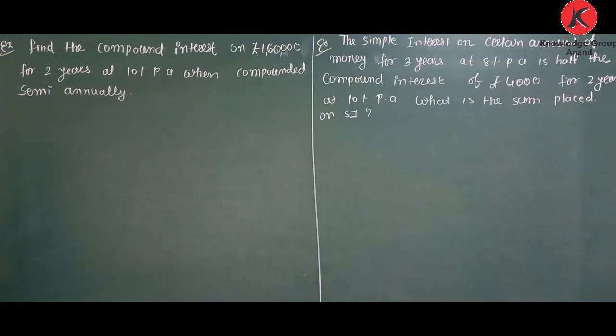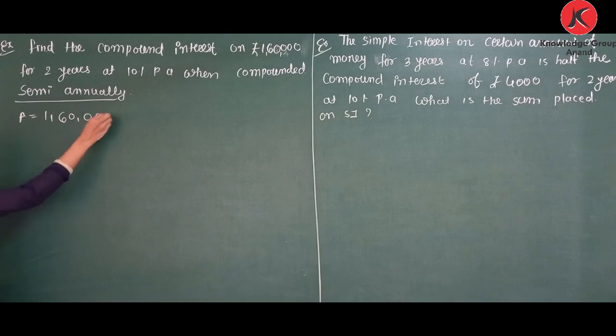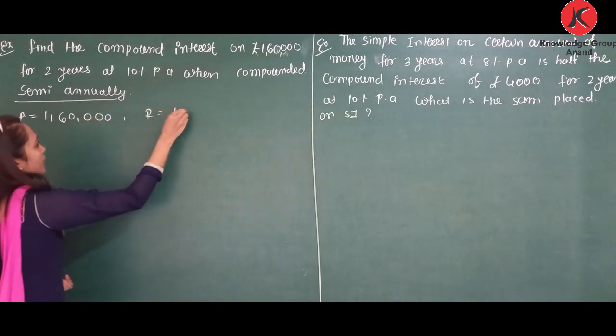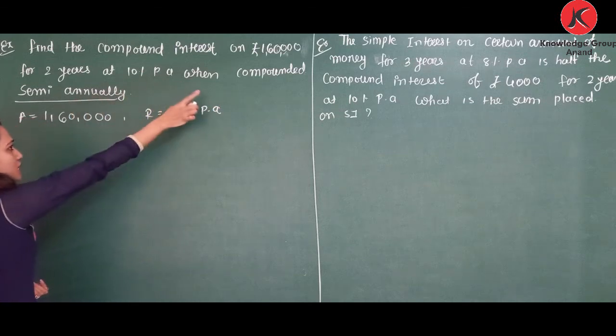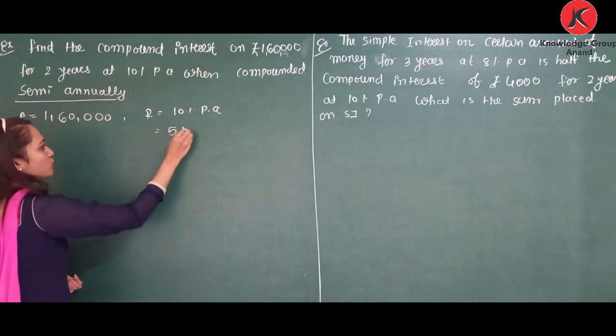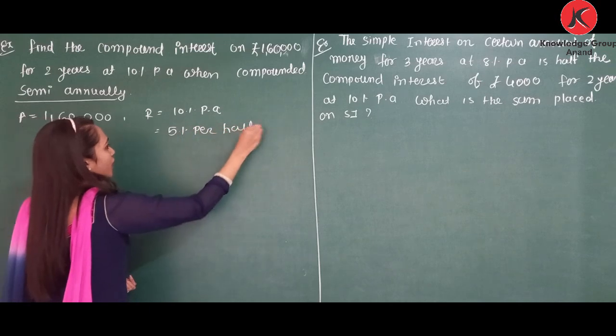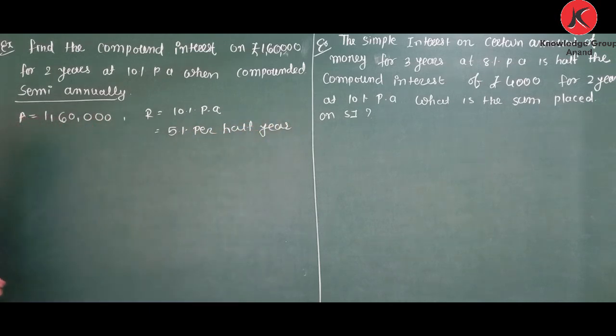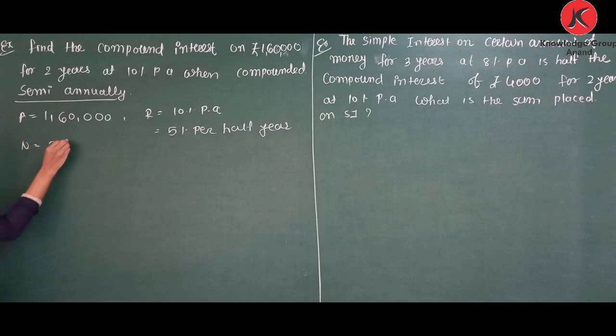Find the compound interest on 1,60,000 for 2 years at 10% per annum when compounded semi-annually. Again, semi-annually means compounded half yearly. So we can write here principal amount is 1,60,000. Rate of interest is 10% per annum. But you can see it is compounded semi-annually, meaning 5% per half year, and that is 2 years, so it is 4 half years.